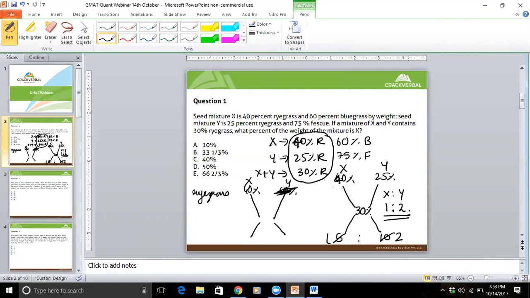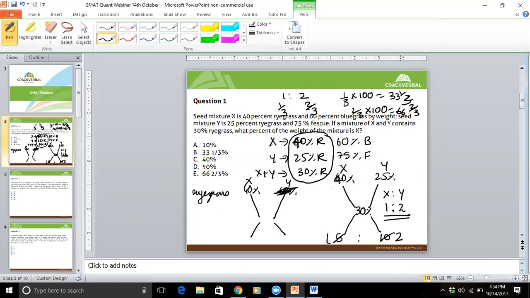Now the question asks me what percent of the weight of the mixture is X. Now if you have a ratio 1:2 and you need to convert this to a percentage, the first thing you do is you convert it to a fraction. So it's going to be 1/3 and 2/3. And then you convert the fraction into a percentage by multiplying by 100. So 1/3 into 100 would give you 33 1/3, and 2/3 would give you 66 2/3 if you multiply by 2, right?